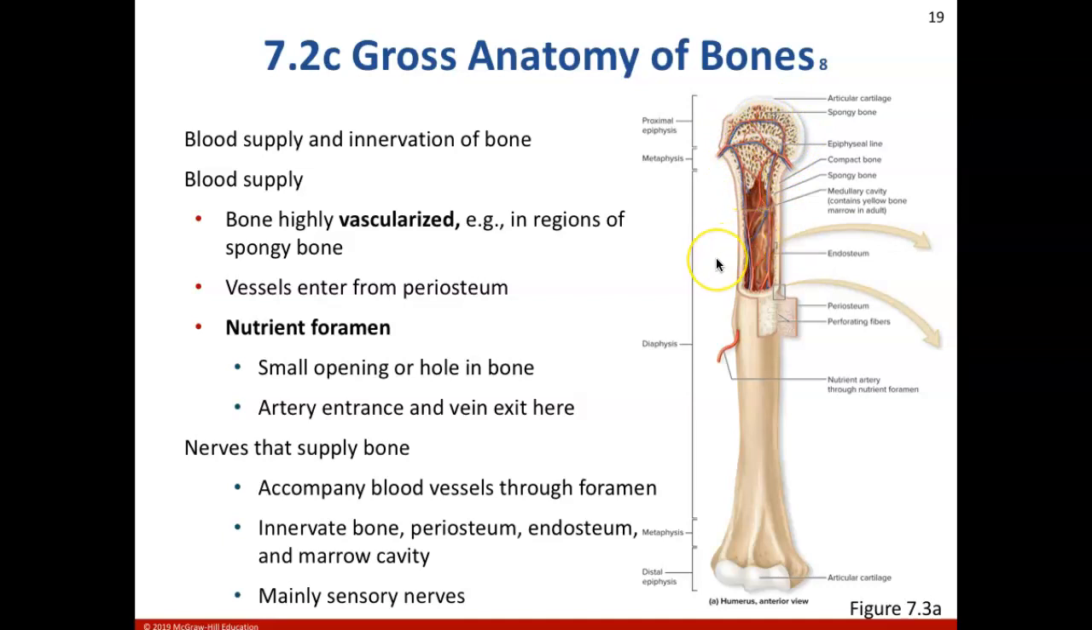Now for our nerves, we are going to have them accompany the blood vessels through the foramen as well. So that as well is not pictured, but use your imagination again. And that is going to supply the bone, periosteum, endosteum, and the medullary cavity with nerve impulses. And they're mainly going to be sensory nerves.